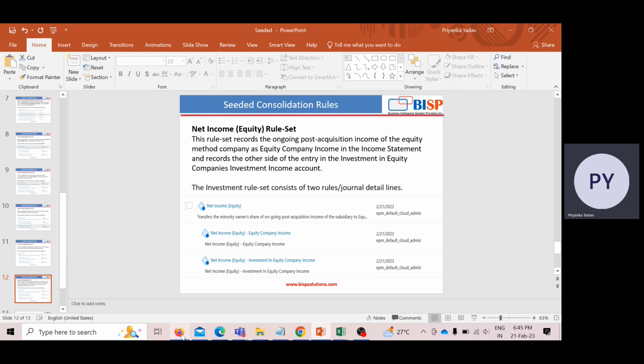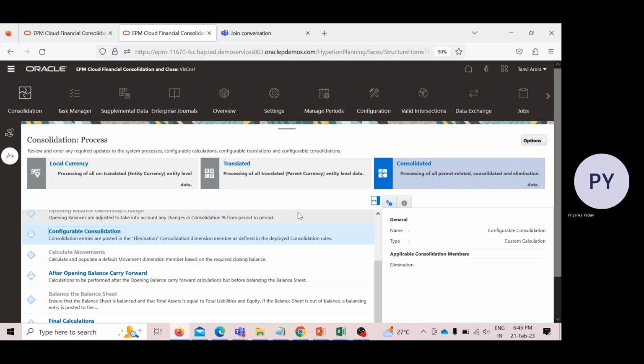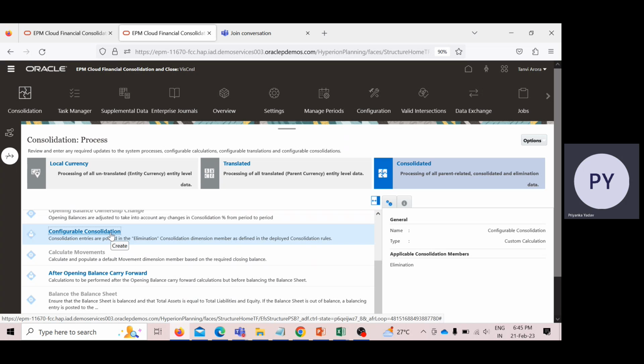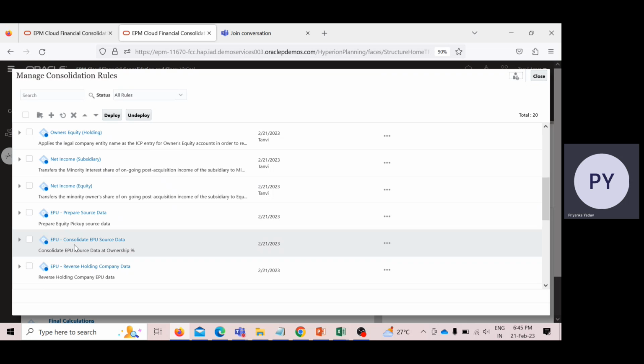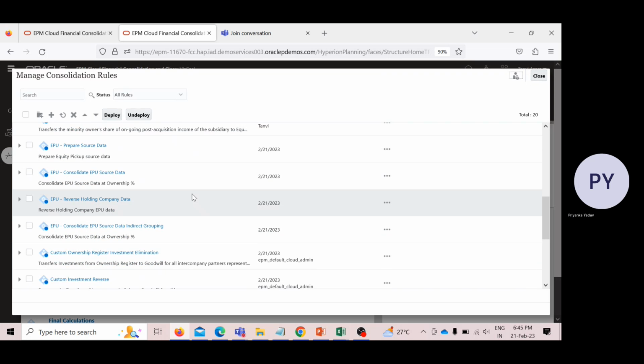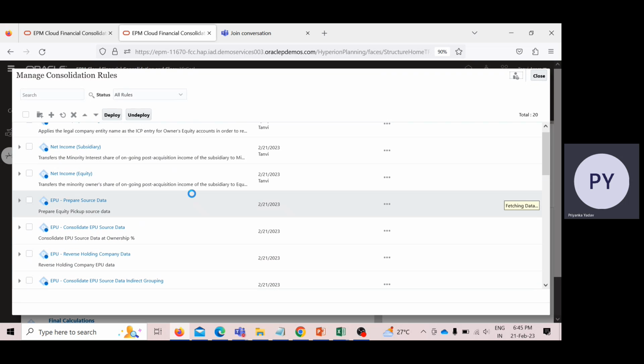Now let's go to the application where I showed you the seeded rules. Right now, none of the rules have been deployed. When you create the application, you have to come here and deploy the rules as per your requirements. To show you the effect of all the rules, I haven't deployed them yet.